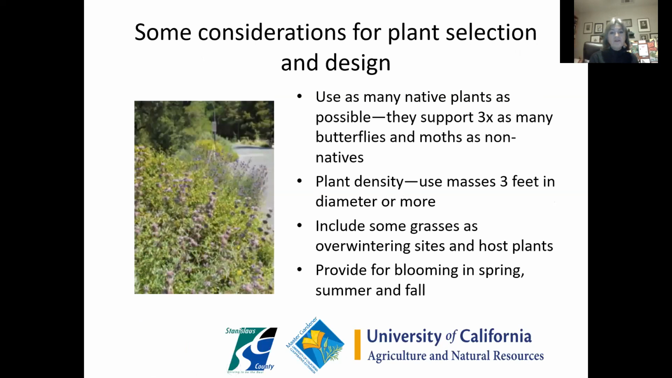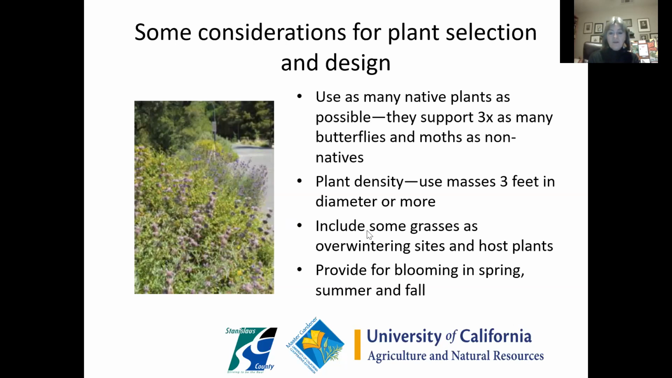Some considerations when you're planting. You want to use plants that are native as much as possible because that'll support 3 times as many butterflies. There's much more nutrition, and they are also adapted with their body structures for the native plants. If you plant in masses of 3 feet or so, they'll have enough to forage on for a period of time without having to go far to look. Grasses can be a very helpful thing in your landscape too, because many of the butterflies will overwinter in them and use them as host plants.